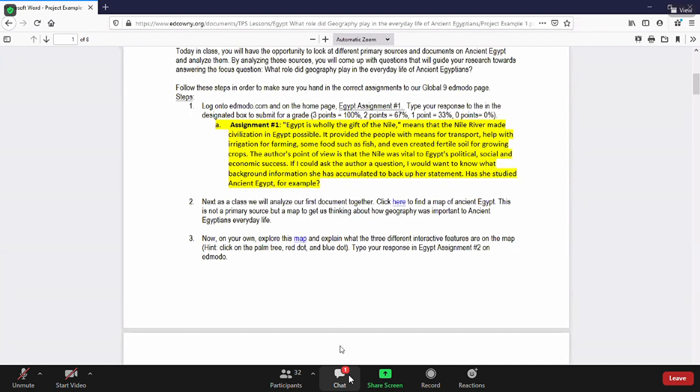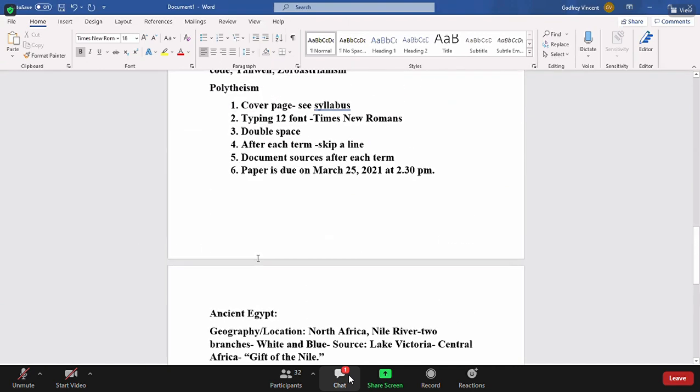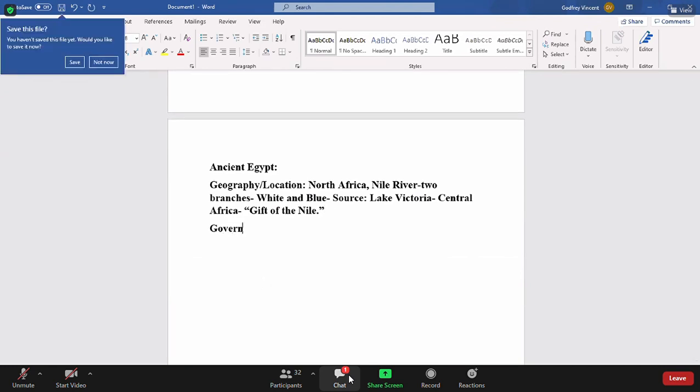So the Nile was used, right? We know that the Nile flowed through the entire length of Egypt. And if you want to see how long the Nile is, you can look it up. All right? The established location, government, what we had in ancient Egypt.